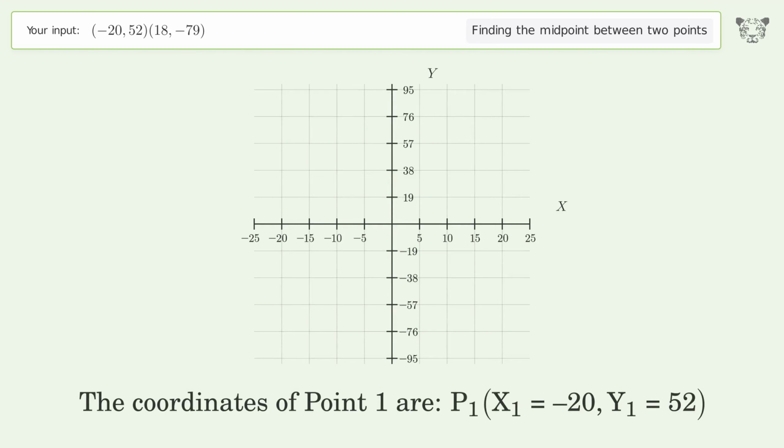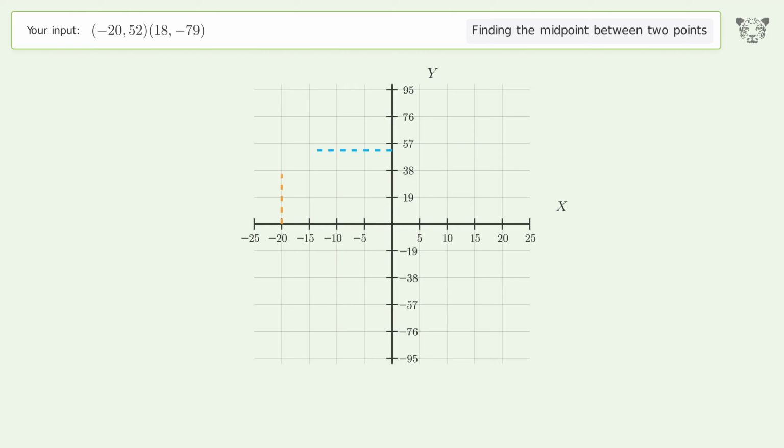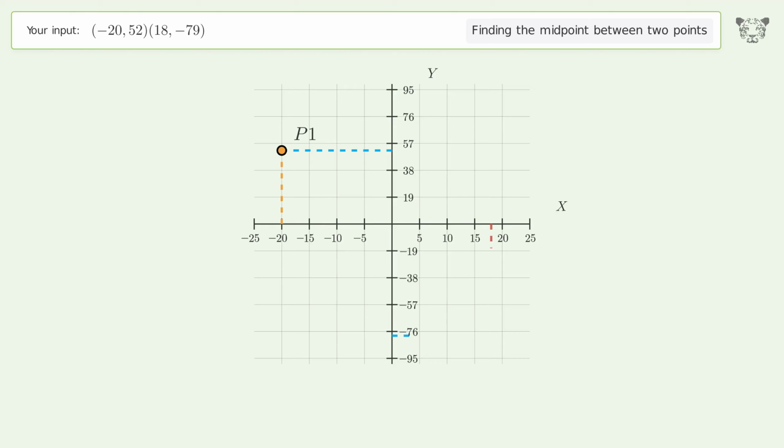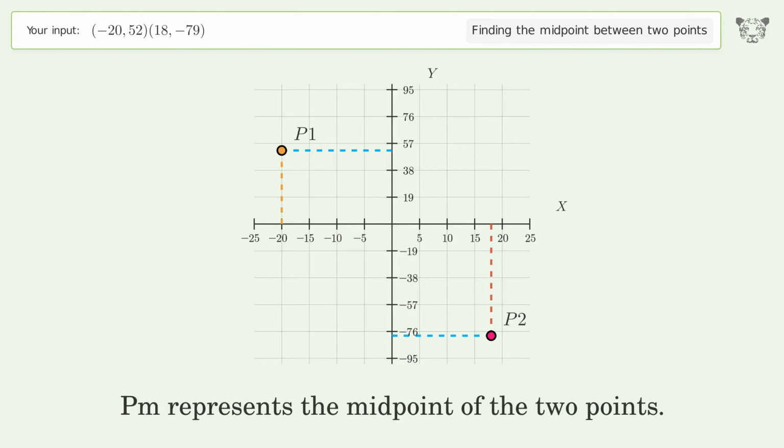The coordinates of point 1 are, x1 equals -20, y1 equals 52. The coordinates of point 2 are, x2 equals 18, y2 equals -79. PM represents the midpoint of the 2 points.